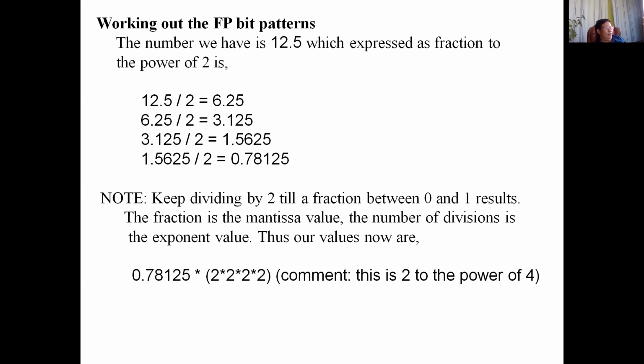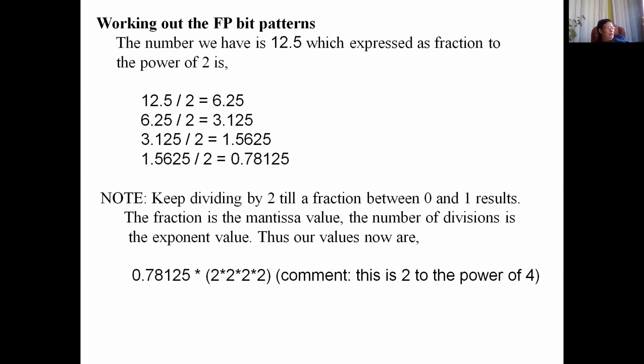For example, we have 12.5. We continue dividing 12.5 by 2 until the integer part becomes a 0, and we count the number of times that we divide. Do you follow? Any questions so far? So that's all. We just continue dividing until the integer part is a 0, and then the fractional part becomes the mantissa. And the number of divisions becomes the exponent.